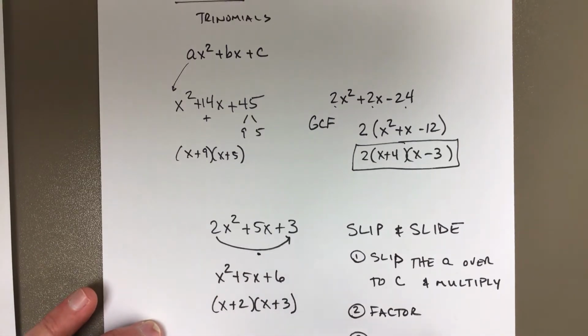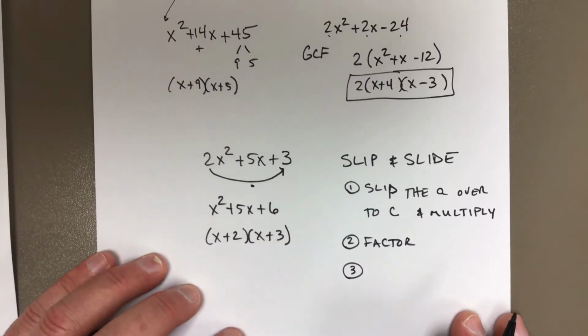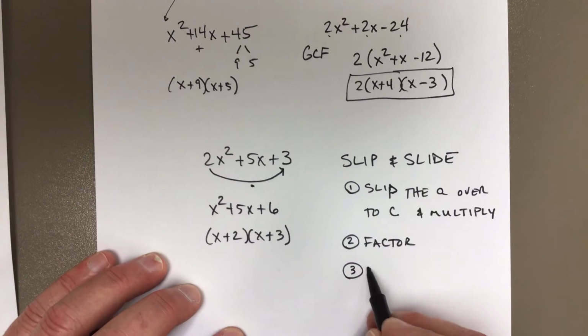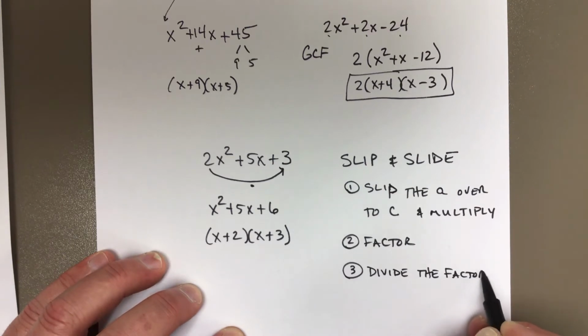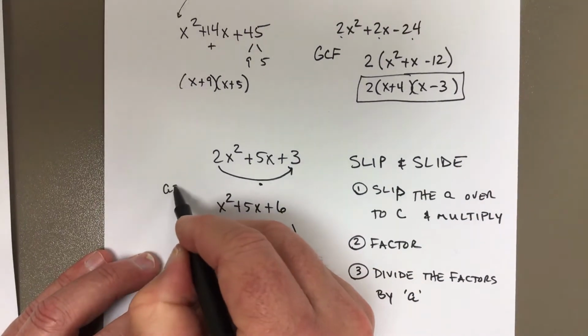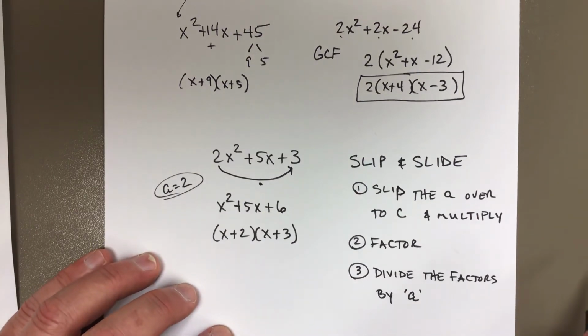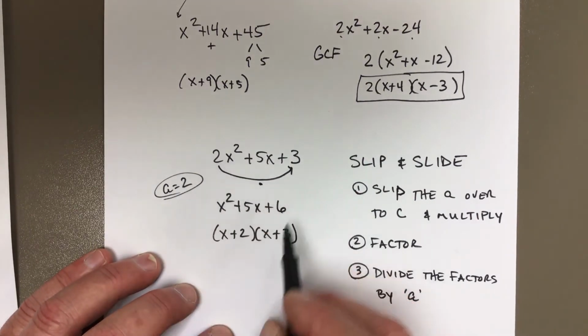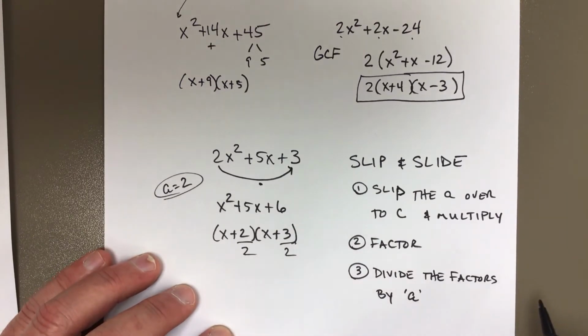Now the strange part about all this is that we're going to divide each factor by A. Remember that A is 2, so we tell ourselves, hey, A is 2, because it's important to know this. This is A. So now we're going to divide each one of these factors by 2.